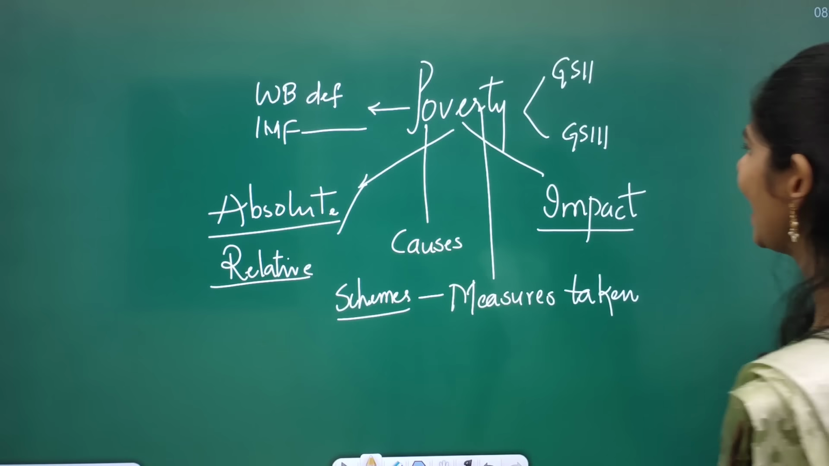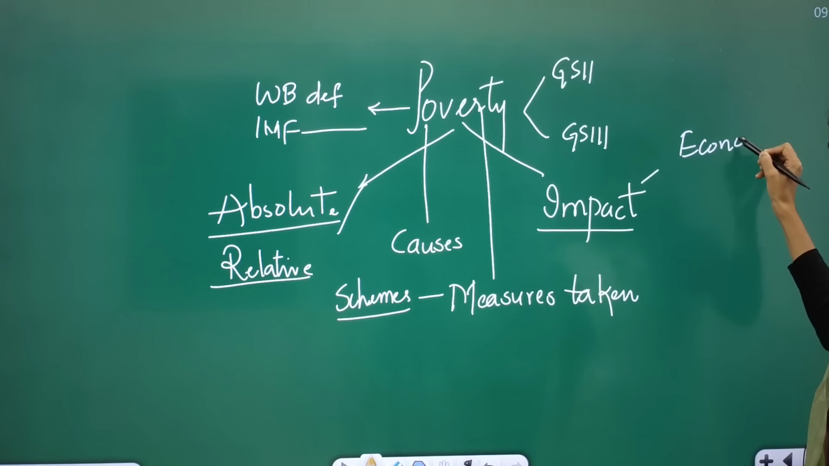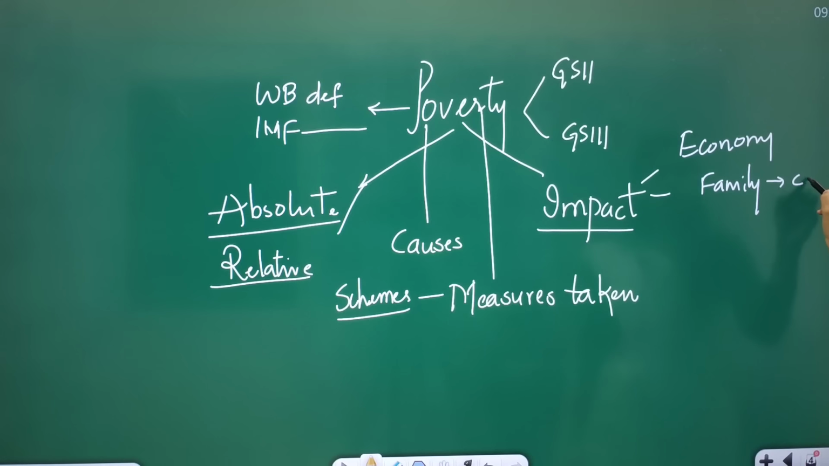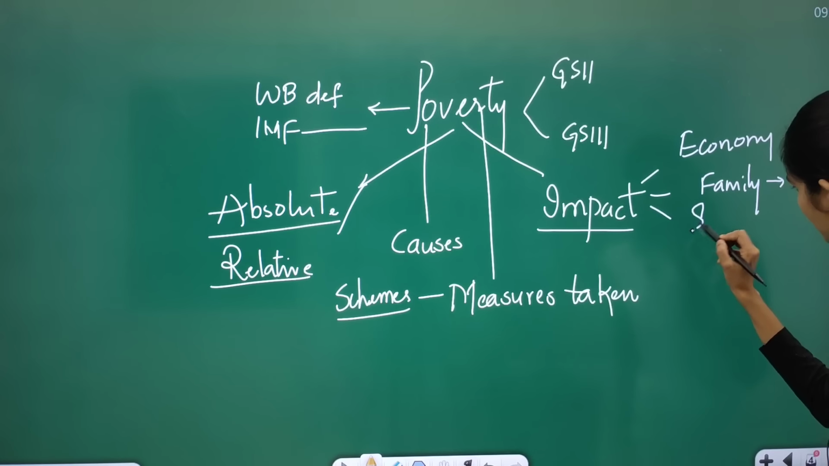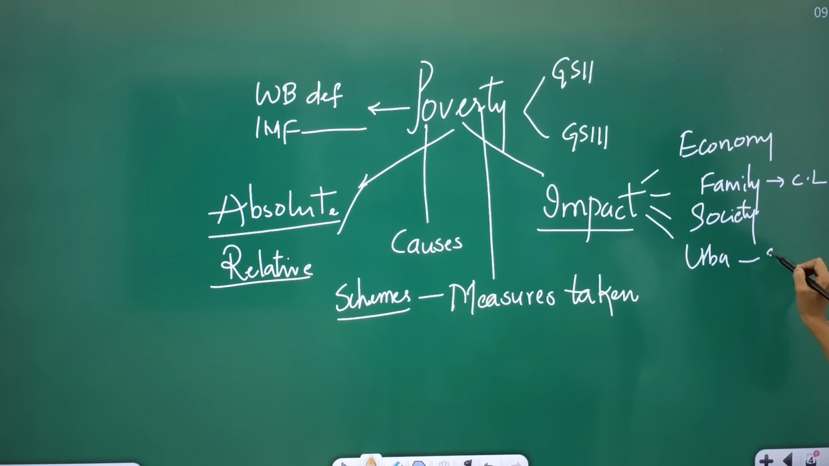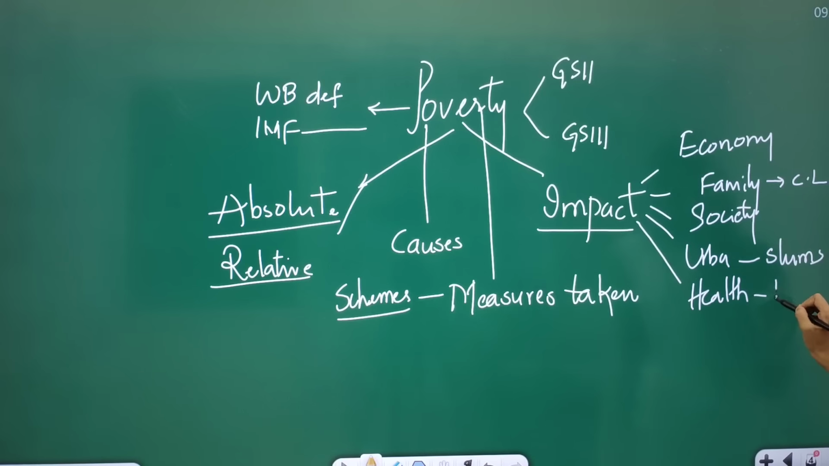If you're talking about impact, there are many subjects we can include here. What is the impact on the economy? What is the impact on the family? It will also lead to child labor. You have to see the impact on society. Impact on urbanization will lead to the emergence of slums. And you have to see the impact on health. It is one important cause for malnutrition, anemia, and even MMR, maternal mortality rate, and IMR.